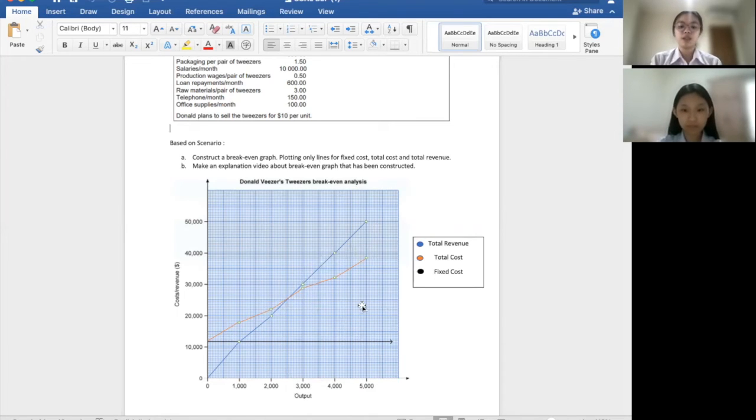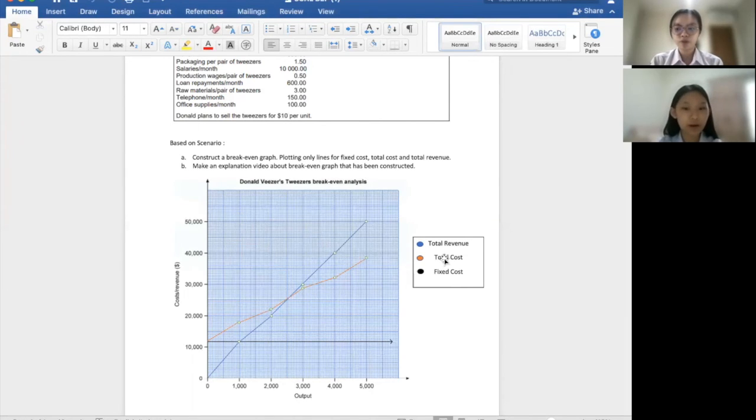To make it easier to understand, let's just say that the output is 3,000. Here we look at 3,000. His total cost is covered by the total revenue because his total cost is $27,500 while his total revenue is $30,000. Before this, at 2,000 production, his total cost is $22,500 and his total revenue is $20,000. This total revenue is lower than the total cost. Then we have at 1,000 production where his total cost is $17,500 while his total revenue is $10,000. Again, his total revenue does not cover the total cost.